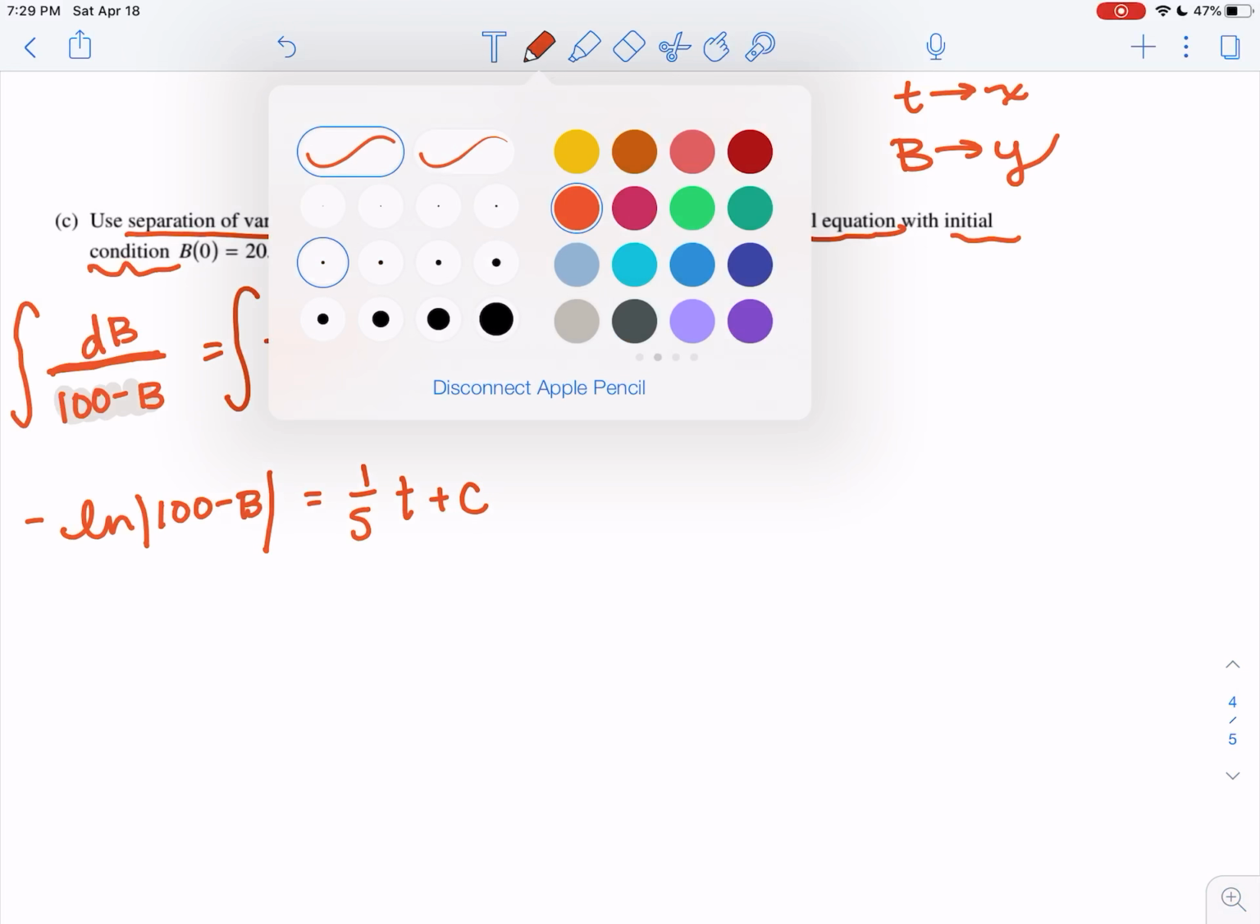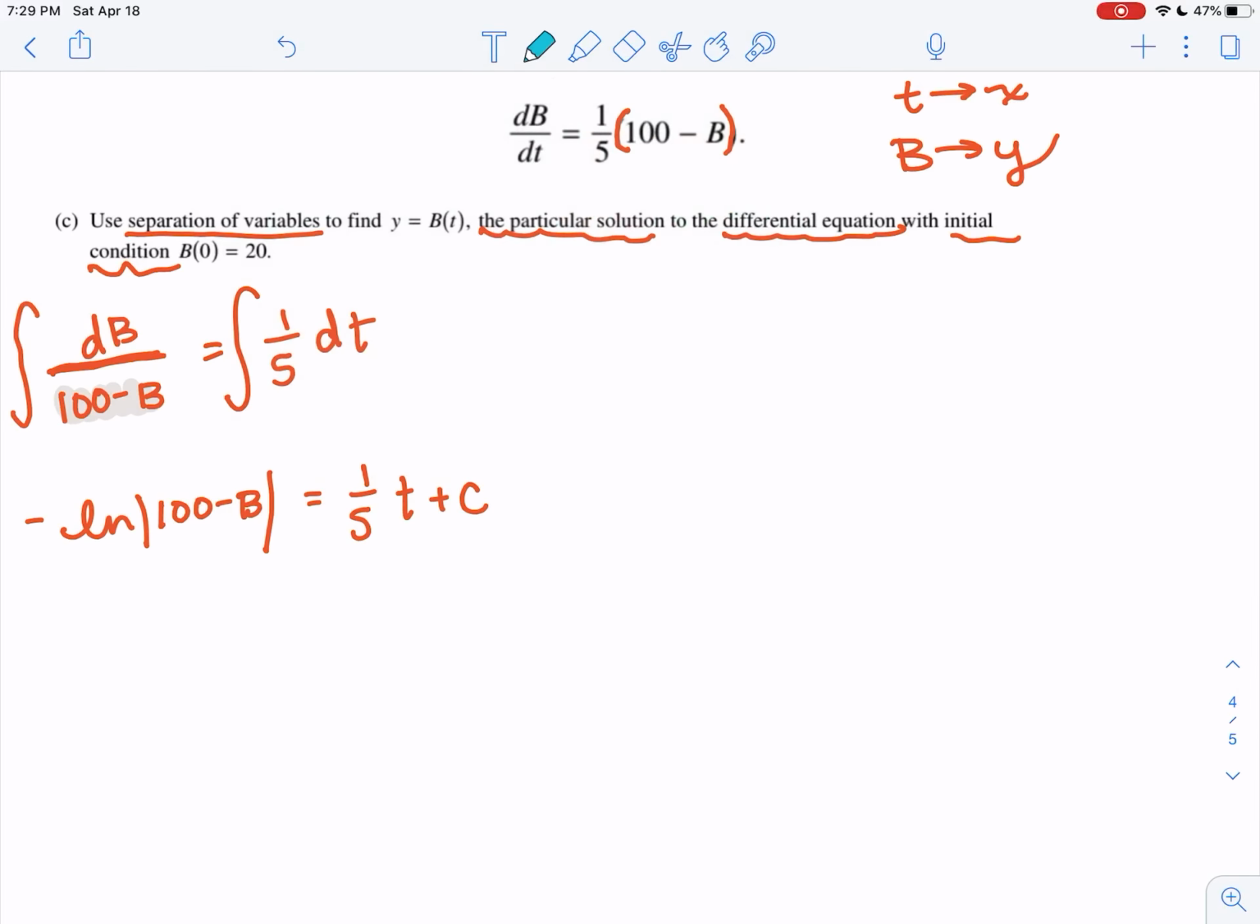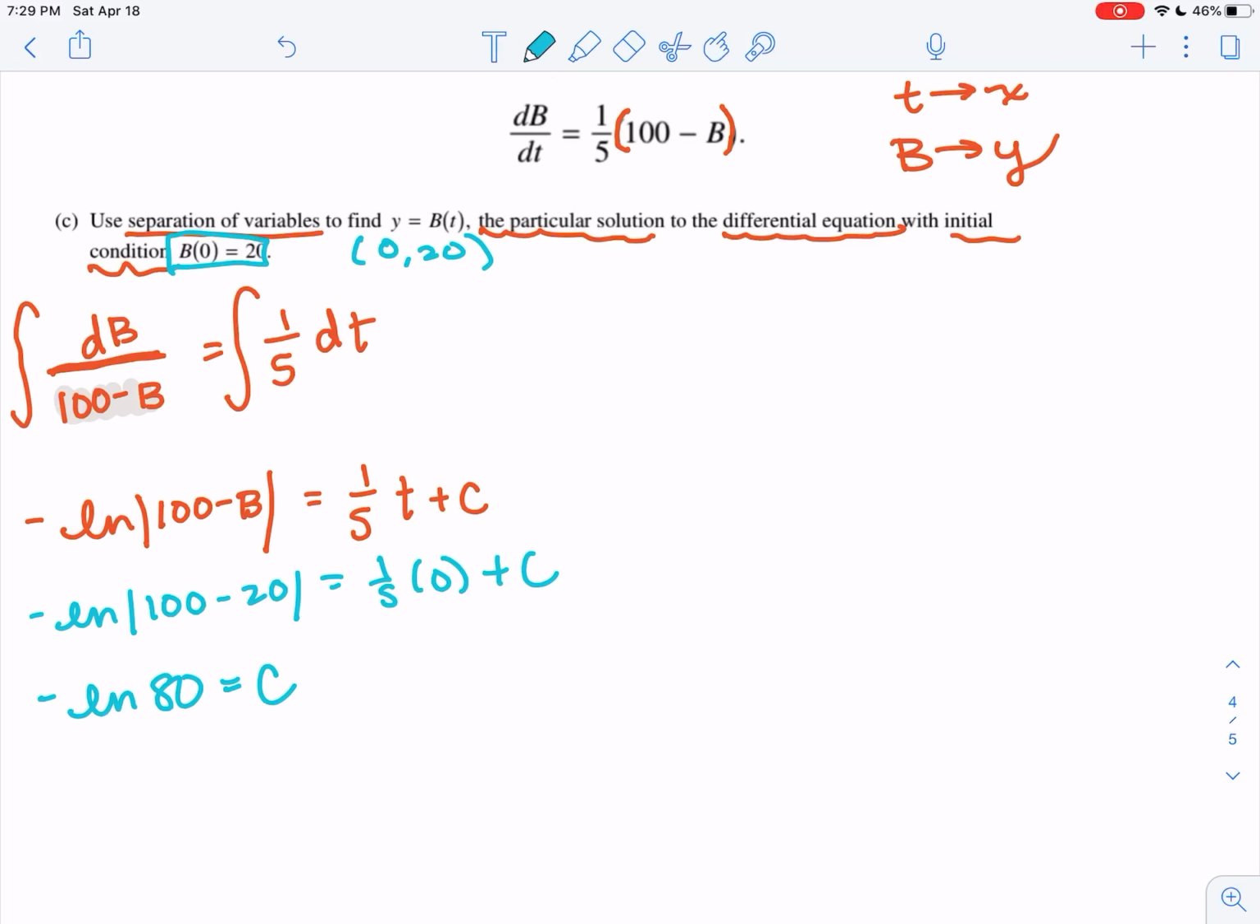As soon as you put that plus c down, go find your c by plugging in your initial condition, which in this case is 0, 20. So negative ln of the absolute value of 100 minus 20 is equal to 1/5 times 0 plus c. 100 minus 20 is 80. Absolute value of 80 is still 80. So I'm getting ln of 80 to be my constant. Remember to drop your absolute values if you have a constant, or I should say evaluate it. You only need to keep the absolute values if you're dealing with variables.